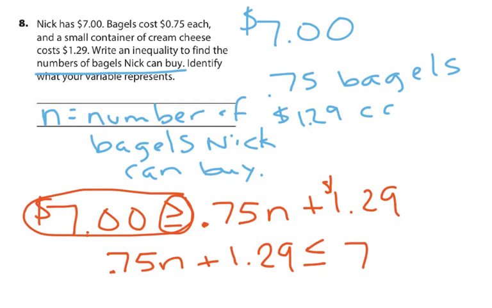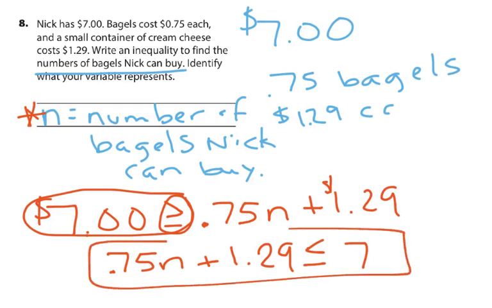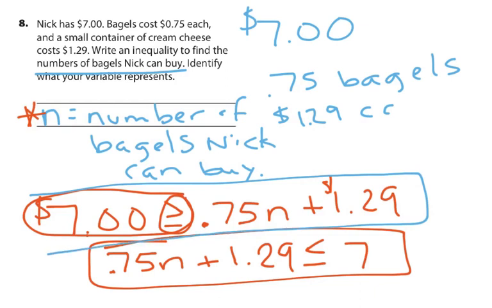Let's check our entire problem. Did we identify the variable? Yes, the N is the number of bagels Nick can buy. And then we have our equation right here, or we have the equation right here. It can be in either direction. They both mean the same thing, whatever one you're comfortable with.